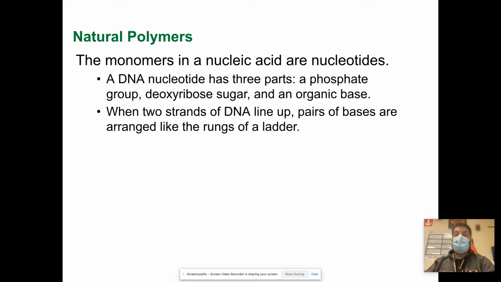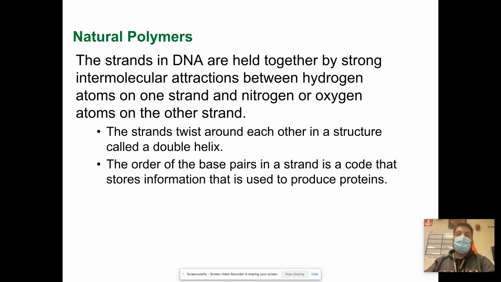A DNA nucleotide has three parts: a phosphate group, a deoxyribose sugar, and an organic base. When the two strands of DNA line up, pairs of bases are arranged like rungs on a ladder. The strands in DNA are held together by a strong intermolecular attraction between the hydrogen atoms of one strand and the nitrogen or oxygen atoms of the other strand. The strands twist around each other to form what we call a double helix. So it's like a twisted ladder. The order of the base pairs in the strand is a code that stores information that's used to produce protein.